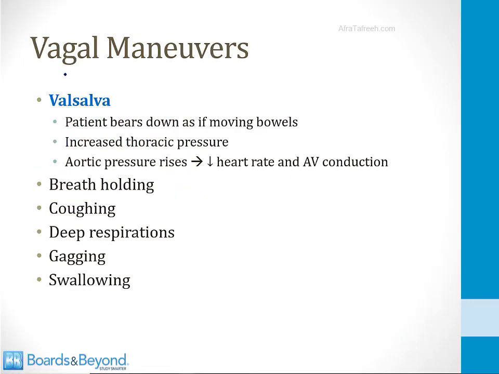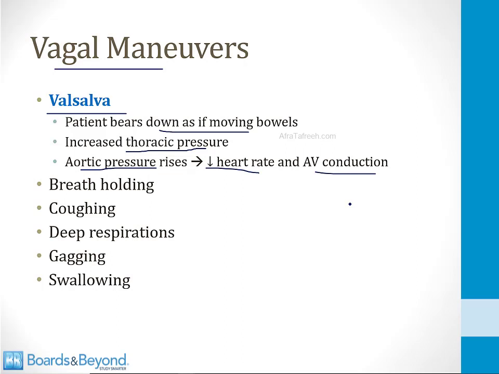Another way to slow conduction in the AV node is to ask the patient to perform what are known as vagal maneuvers. These are maneuvers that increase the output of the vagal nerve, and therefore they lead to slowing of the heart rate and slowing of conduction through the AV node. And the classic vagal maneuver is the Valsalva maneuver. The Valsalva maneuver is where a patient bears down as if they are trying to move their bowels. What this does is it increases the pressure inside the thorax, and that slightly increases the pressure in the aorta. When this happens, baroreceptors sense this rise in pressure, and through reflexes, they slow the heart rate and slow conduction through the AV node, and this can break AV-NRT.